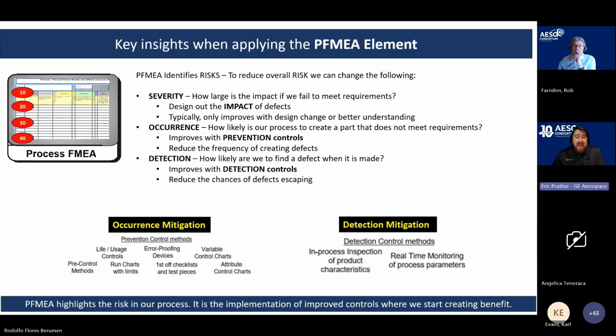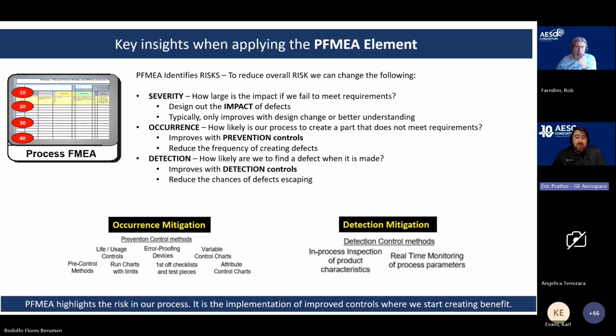Onto occurrence: how likely is our process to create a part that does not meet requirements? We improve this by preventing defects, right? It doesn't matter if we're going to catch it or not. We don't want to make it in the first place. And this is where we really should focus our control effort. Catching defects is too late because then we have a chance they might get out. So let's stop them completely. This is going to improve with the prevention controls that we have in our PFMEA. And again, it's that reduction of the frequency of creation of the defects.